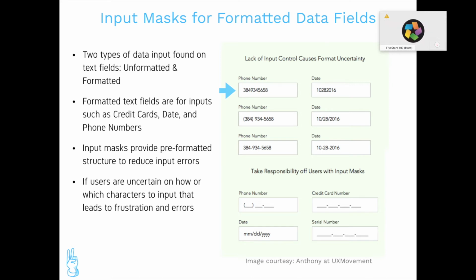So what you want to start doing is adding these concepts of input masks. So what you're doing is already pre-formatting the input structure for users. So as you see here, if you don't format, here's your phone number, here's your date, and then these are examples of different types of formatting for phone numbers, for dates, and then simultaneously for credit card number, serial number.